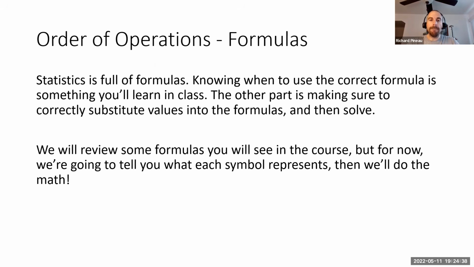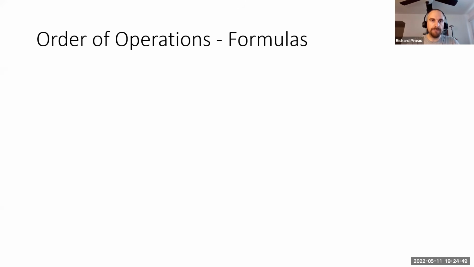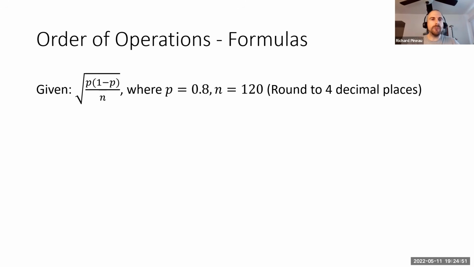For now, I know you're going to see a lot of variables, so don't panic. We'll cover what those variables mean during the class. For now, it's just going to be about substituting and focusing on how I use the order of operations to figure out what my answer is. Okay, so here's the first formula. The first formula is the square root of p times 1 minus p, all over n. Again, we don't care what p and n are, literally. We'll learn that in the statistics course. For now, we just know p is 0.8 and n is 120. And what we need to do is round this to 4 decimal places.